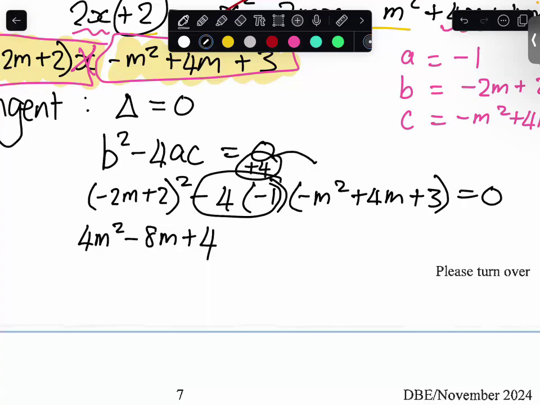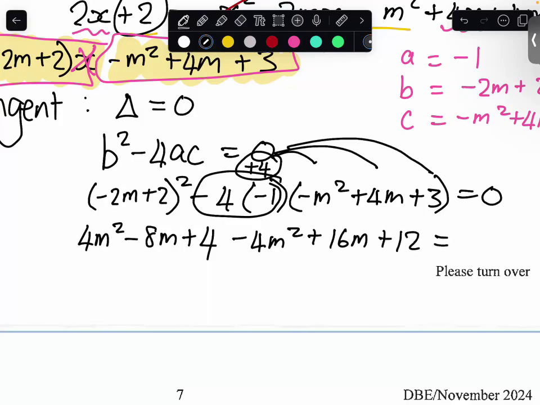Right? I'm going to distribute that positive 4 in. So that's positive times a negative M squared is a negative 4M squared. Positive times positive is positive 16M. And positive times positive gives me a positive 12 is equal to 0.